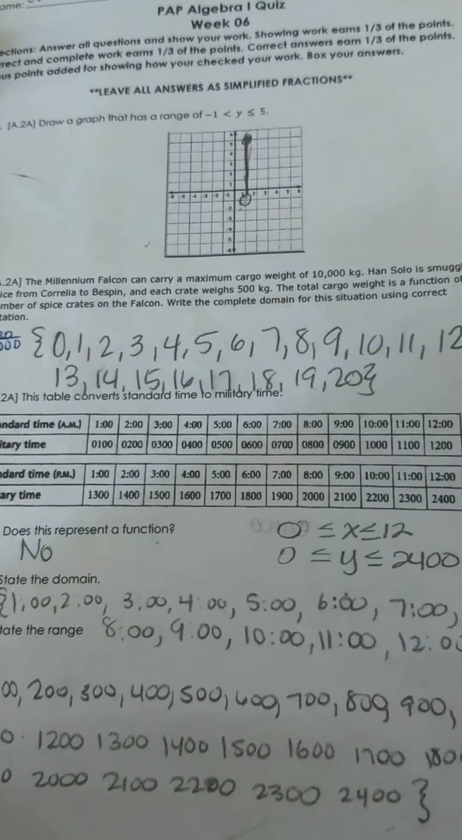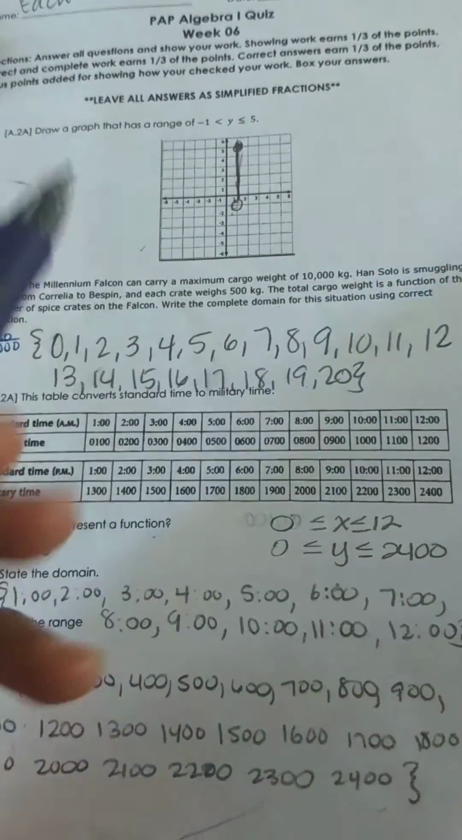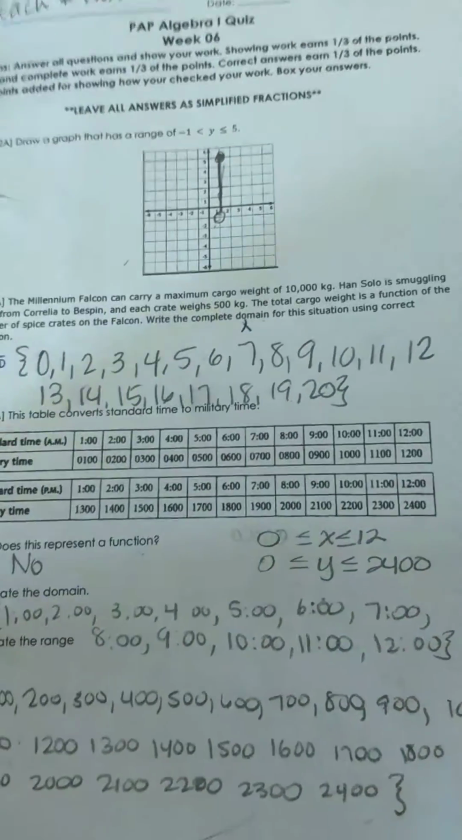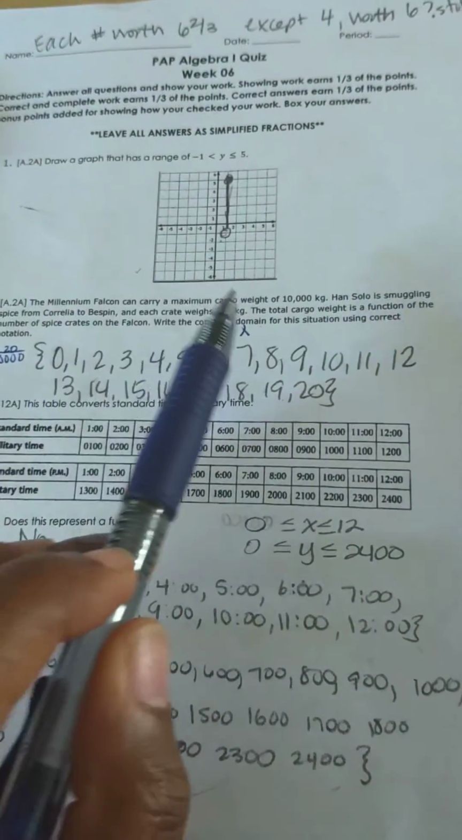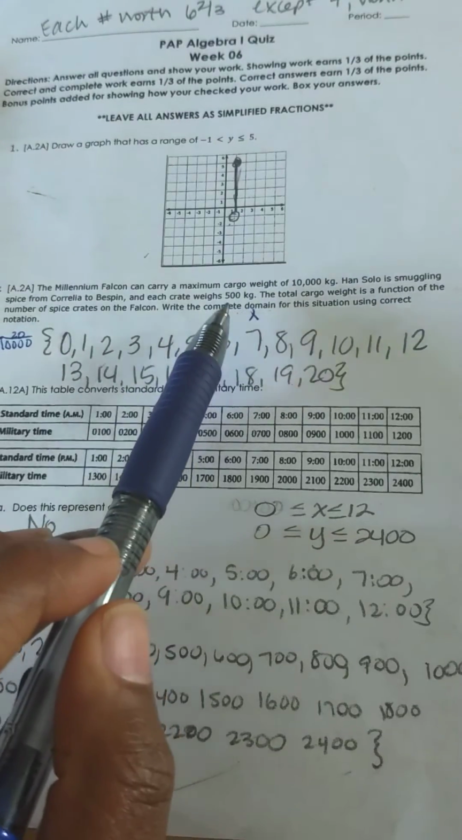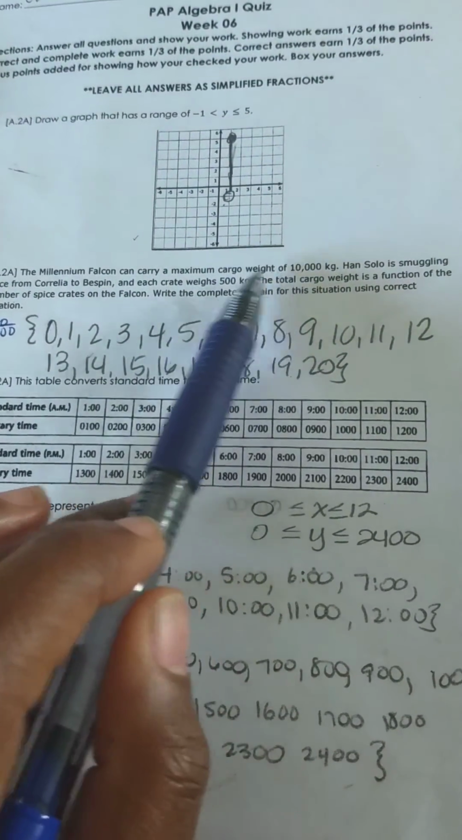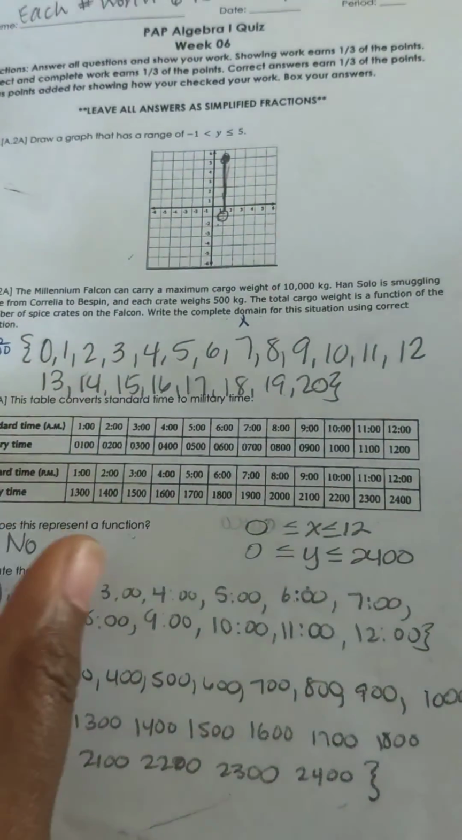When it comes to the word problems, it's asking for the complete domain. That means it's asking for the X. So I read my problem and I saw it was talking about the weight and the crates, and it says each crate is 500 kilograms, and the total amount of weight he can have is 10,000 kilograms.